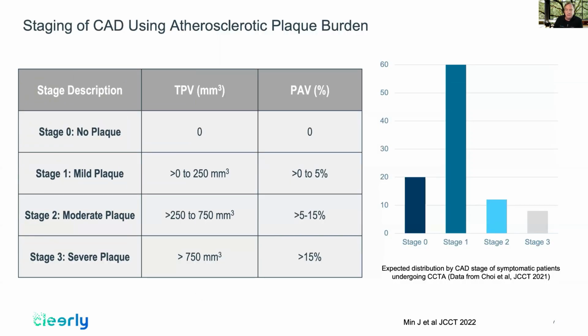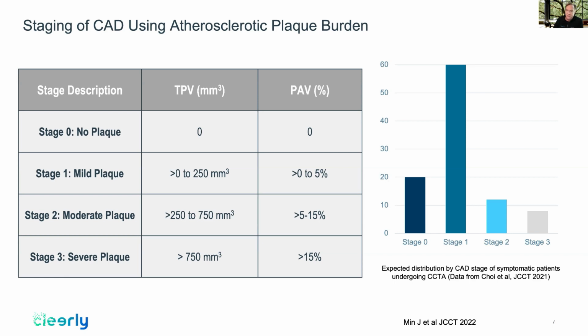So that's a summary of the staging system on the left. When we applied this data to a group of patients from the CLARIFY-1 study, they distributed this way, where stage 0 patients were about 20%. These were all symptomatic patients at 3 centers who presented for coronary CT based on symptoms. The majority of people were in stage 1. About 12% of people were stage 2, and about 3% of patients were stage 3. So sort of how you would expect it to distribute out clinically.